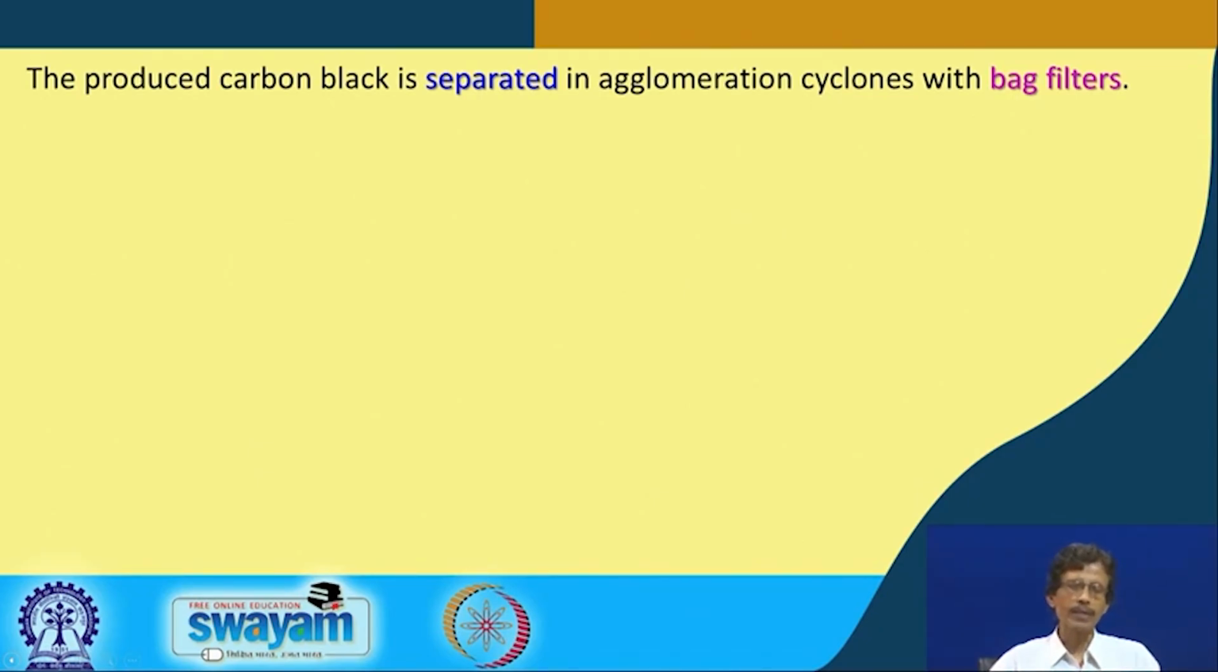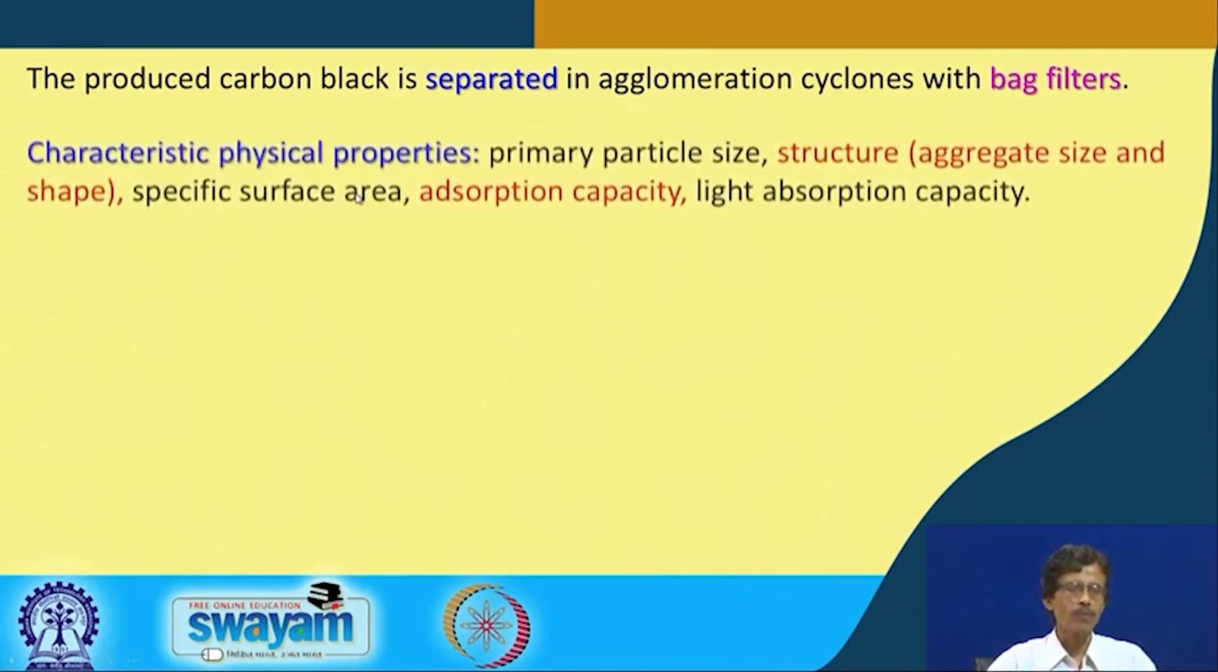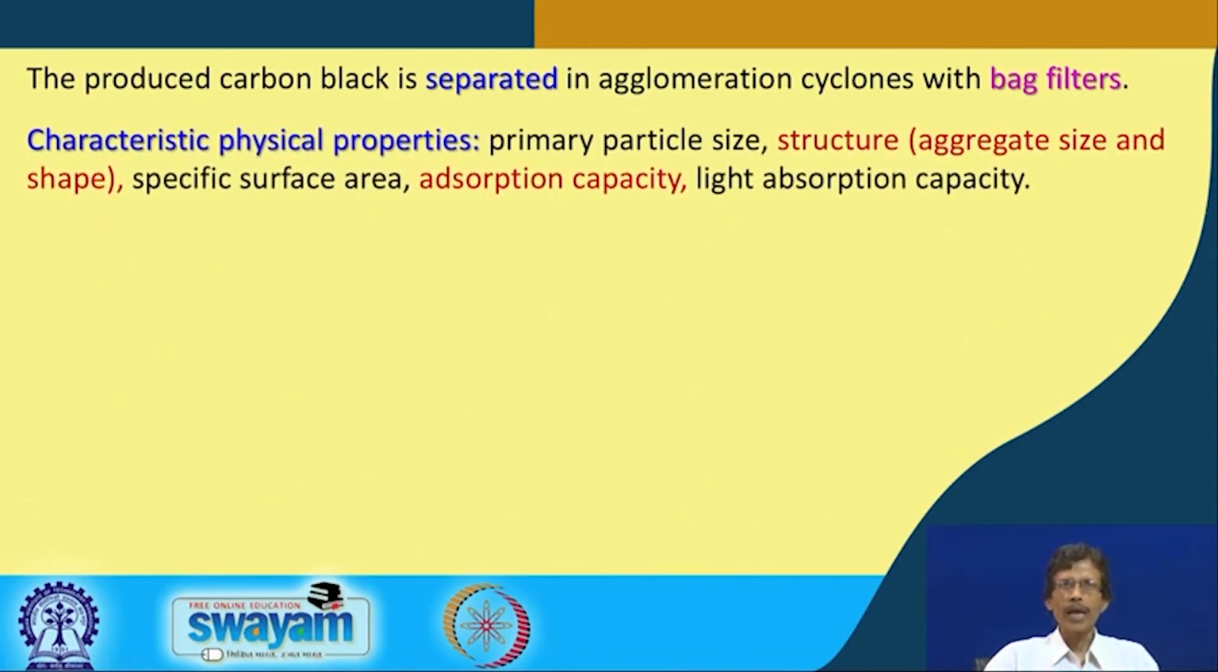So they are separated. That's why in agglomeration cyclones, this is a technical term, basically they call this agglomerated form with bag filters. The use of bag filters can be helpful to separate these carbon blacks nicely from there. So once we have these carbon blacks in our hand, we can then see what are the corresponding useful physical properties which are most useful when we characterize these different types of carbon black materials.